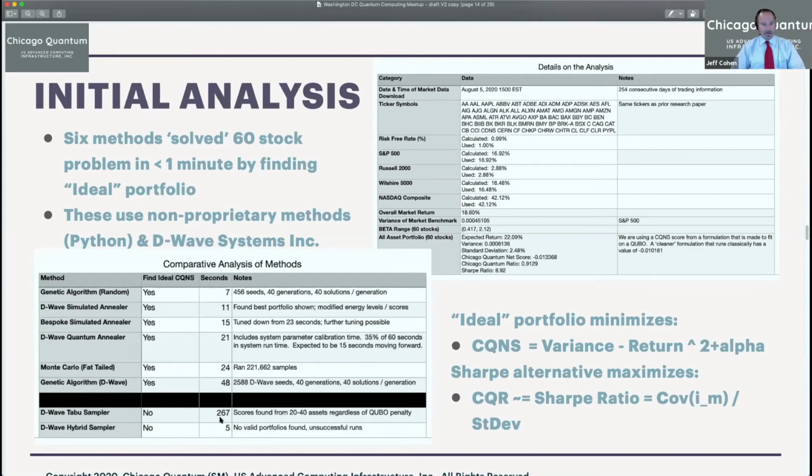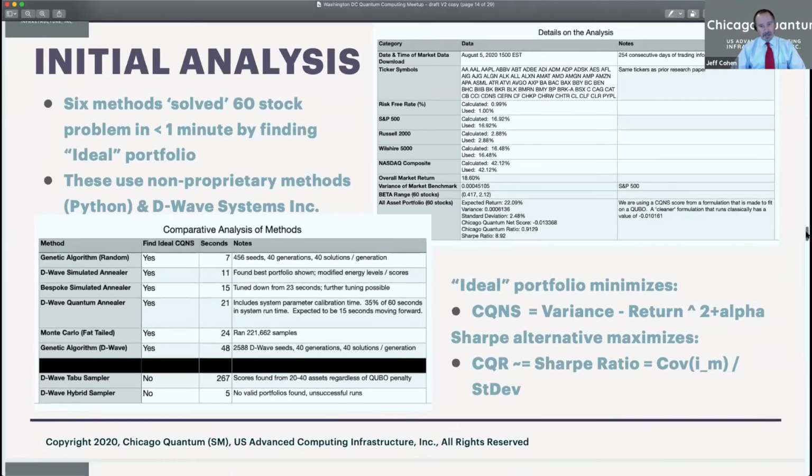The Tabu sampler, we can't seem to get anything better than random out of it. And the D-Wave hybrid sampler, we're still not finding valid portfolios. Again, this is using the Chicago Quantum Net Score, which is variance minus return, raised to the 2 plus alpha. In this case, alpha was set equal to 1. In the spirit of disclosure, with the markets jumping up, I've had to take alpha to 2. So in our latest experiment, alpha's 2 now. And we're finding very, very good, solid answers within a minute, and fairly consistently with the 60 asset paper.